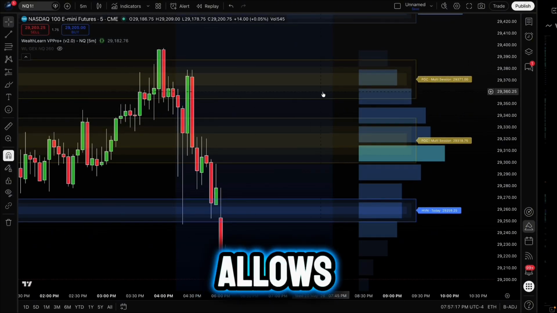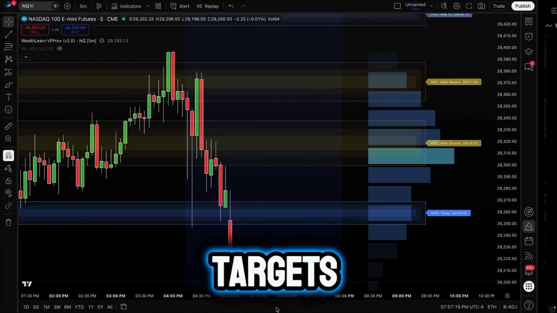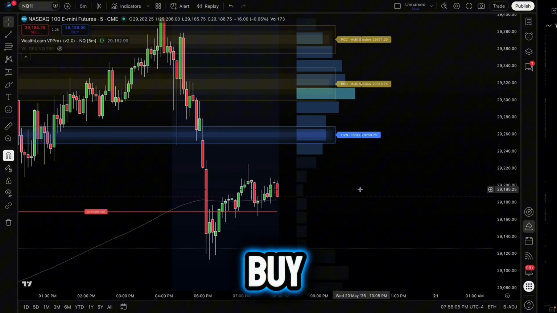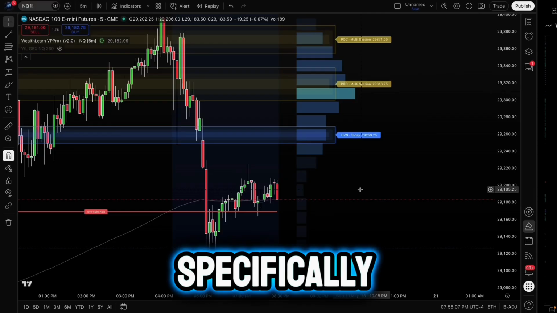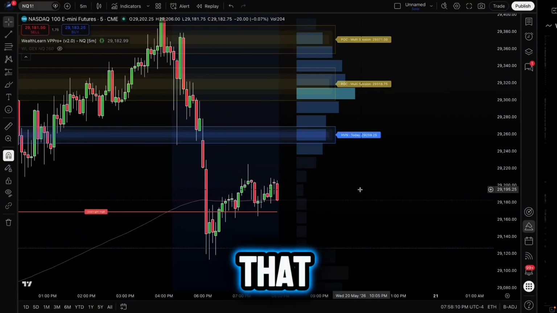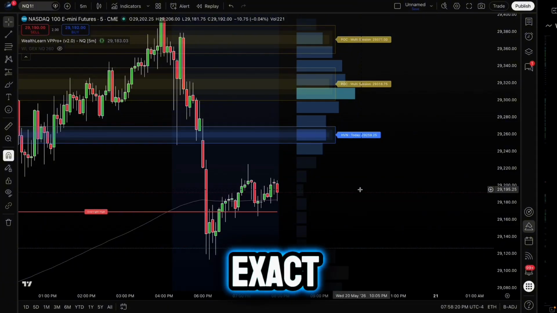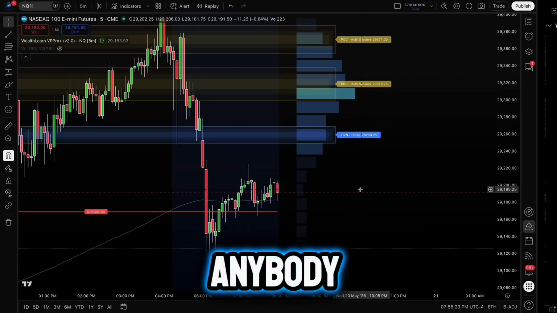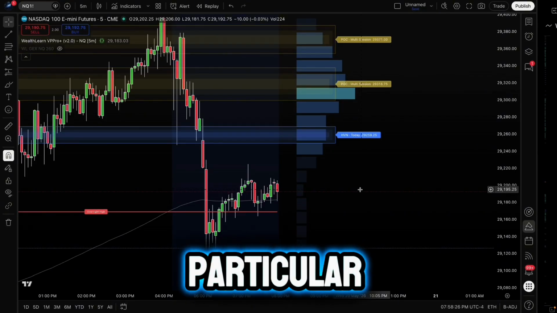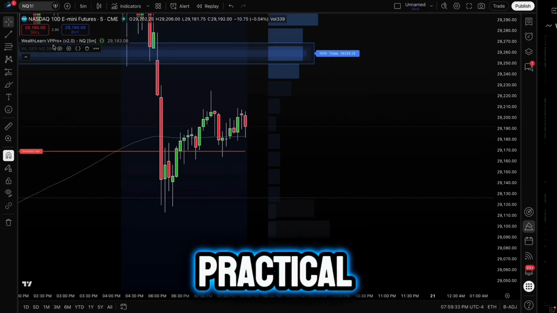macros because it allows you to take flexibility in your targets. That is why I never implemented buy and sell signals for this indicator specifically, because there's no way to go about doing that. I could choose my own rules, but then anybody that uses this indicator would be forced into them. And since a lot of these concepts are discretionary and at your own choosing, you could 1000% model an exact rules-based strategy on it, but I don't want to force anybody into my own personal particular rules-based strategy. I want to give you guys more of a practical look.